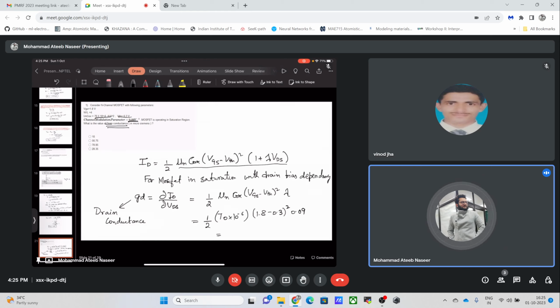Have I forgotten something in this expression? Because my answer is not matching any of the options. Okay, where is the W by L? W by L we have forgotten. The W by L is 4, so it is 4 by 2. Now our answer will be correct. So it is 28.35, which is this value, 28.35.